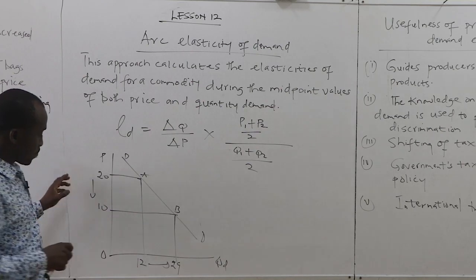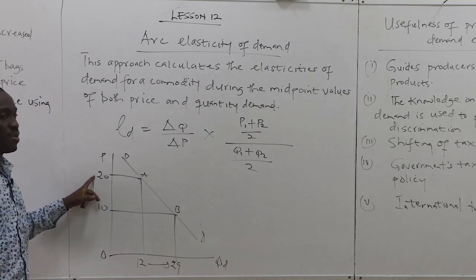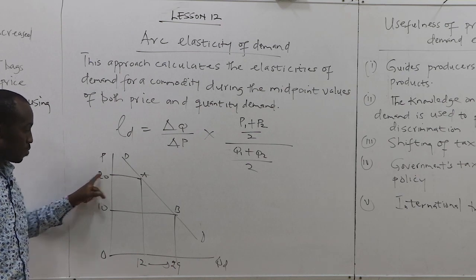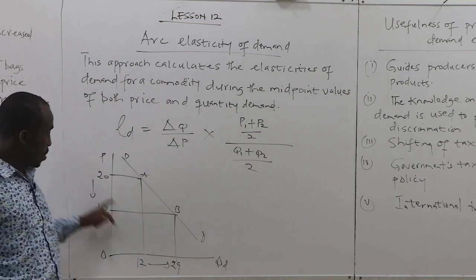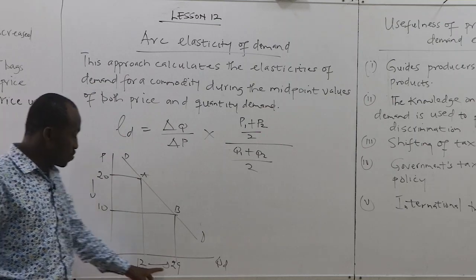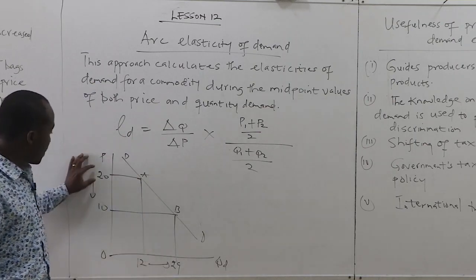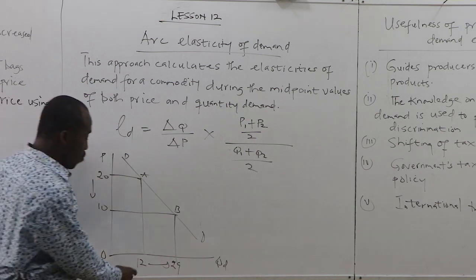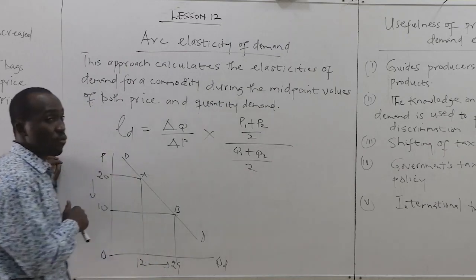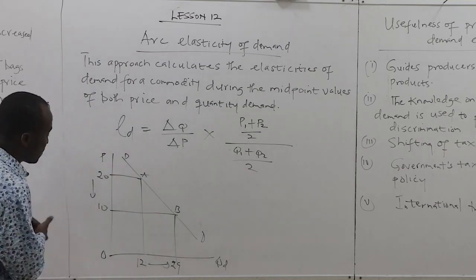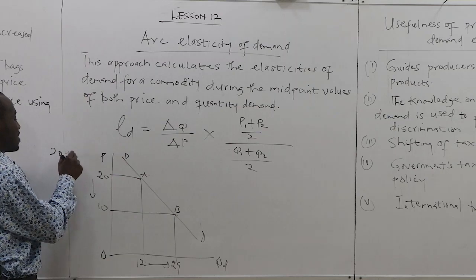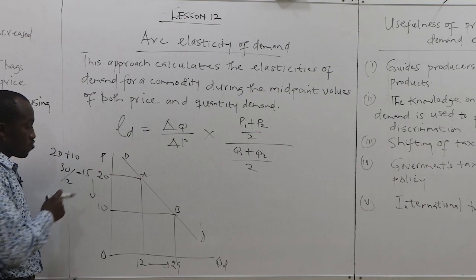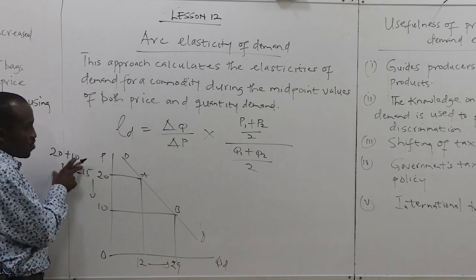Let's look at this. Let's look at the example we are talking about. Let's assume we have a product, the price was 20, the demand was 12. The price reduced to 10, the demand goes to 29. So this is the old price, this is the new price, this is the old quantity, this is the new quantity. If you are finding the midpoint, you add 20 plus 10, it gives you 30, you divide it by 2, you get 15. So here you use the average to do the estimation.